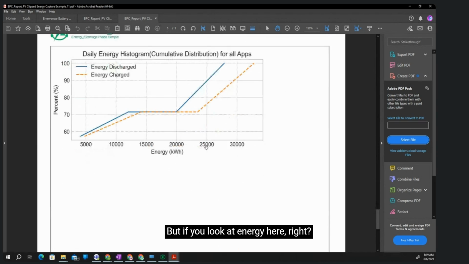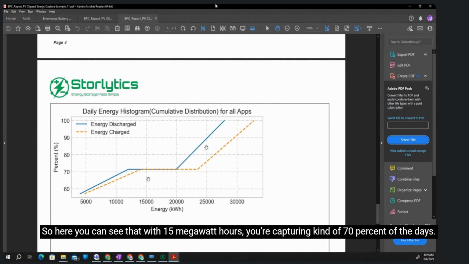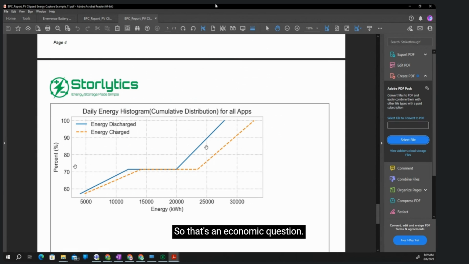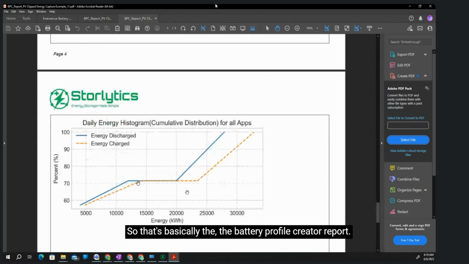But if you look at energy here, you can see that with 15 megawatt hours, you're capturing about 70% of the days. So the question becomes, is doubling the energy capacity of the battery system really worth that additional 30% of the days? That's an economic question. So that's basically the battery profile creator report.